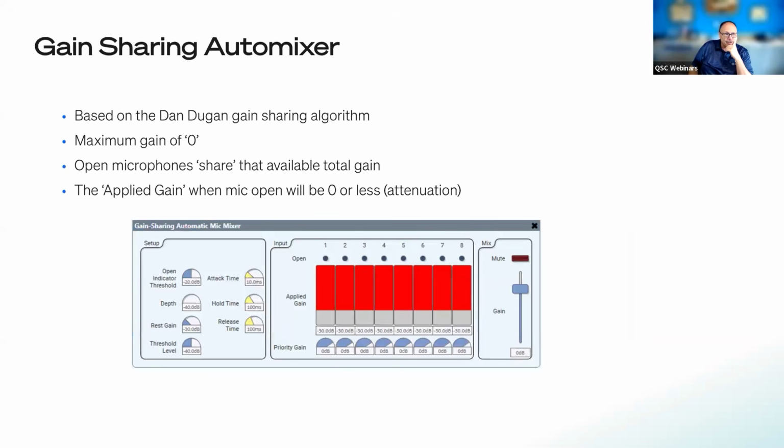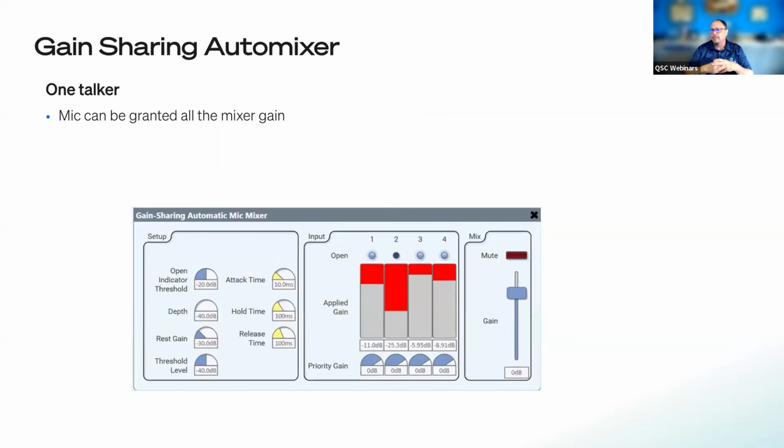So the gain sharing auto mixer is a little bit of a different animal. It's based on the Dan Dugan algorithm. We're not licensing that algorithm, but it's based on that. And this has a maximum gain of 0, and so all the open mics will share whatever total available gain is, right? So when we look at what that looks like, if we have one person that's talking, that mic will be granted all of the mixer gain there. Or in this case, as far as the diagram is shown, we have 1, 2, 3 open mics, and we've given gain to those.